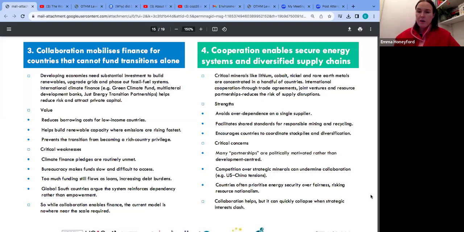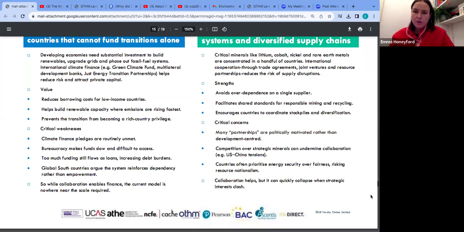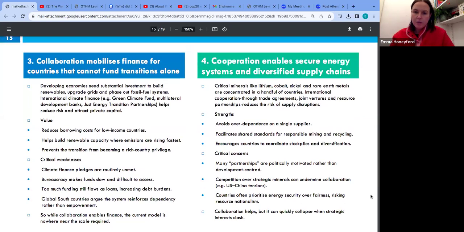There are environmental impacts of mining, especially in poorer countries. This goes against the whole idea of sustainability, so that's something that has to be considered. Critical concerns: many partnerships are politically motivated rather than development centred. There's criticism that some countries may seek out partnerships with developing countries as a way to exert control politically.